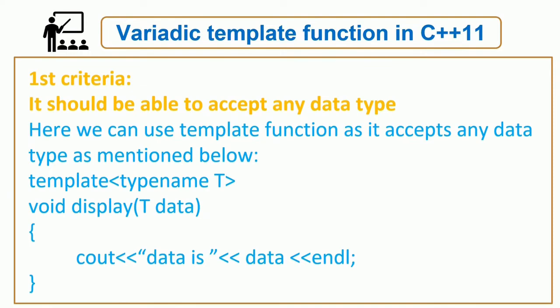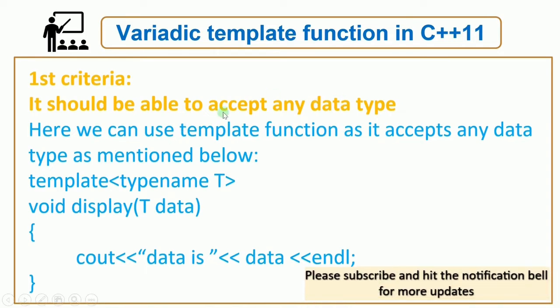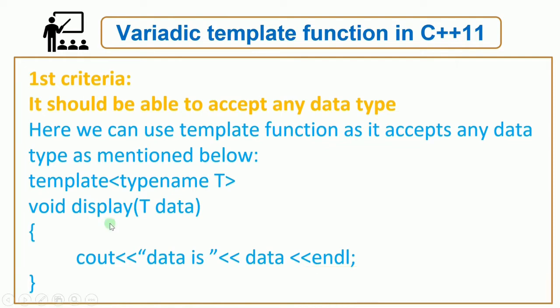Let us understand more in depth. Now this first criteria, that is, it should be able to accept any data type. First of all, we know how we can have a function which can accept any data type. We know there is a template function. A template function can accept any data type because it is generic for all the data types. The first criteria will be fulfilled if you select a template function in this manner.